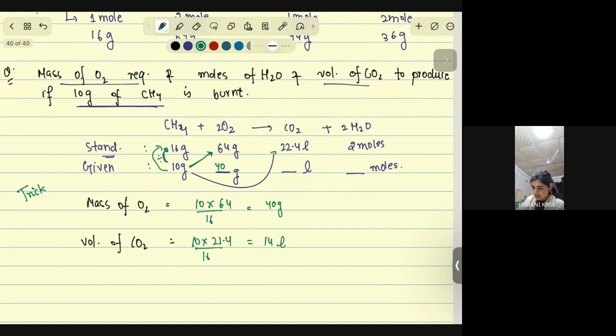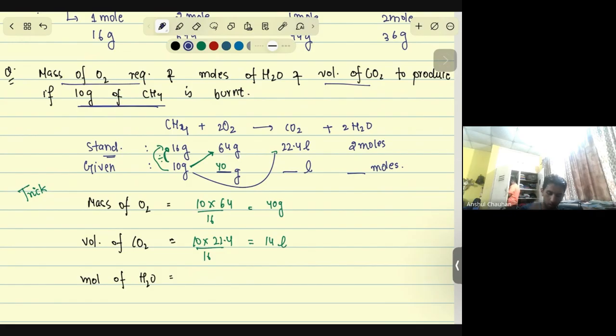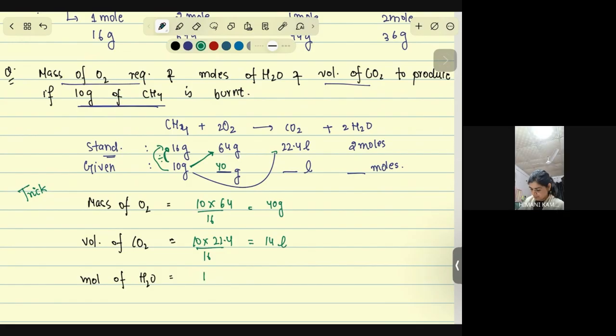The next is to calculate the moles of H2O. Use the same trick. You will get the answer. 1.25. Yes, 1.25. Very good. So it's very simple. You just need to first write the standard values, then the given values, cross multiply and divide. You will get the answer.